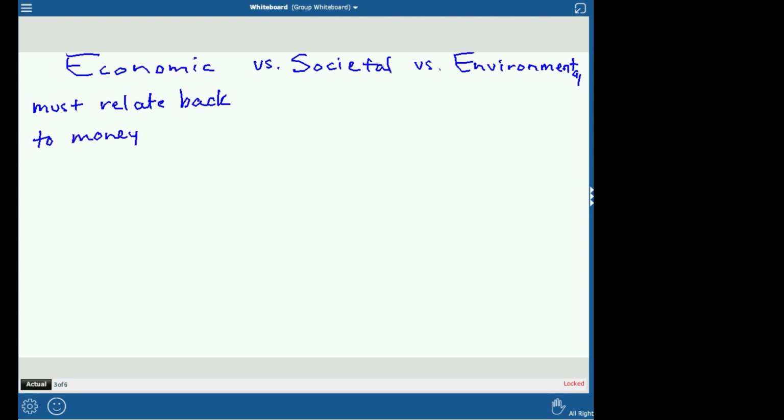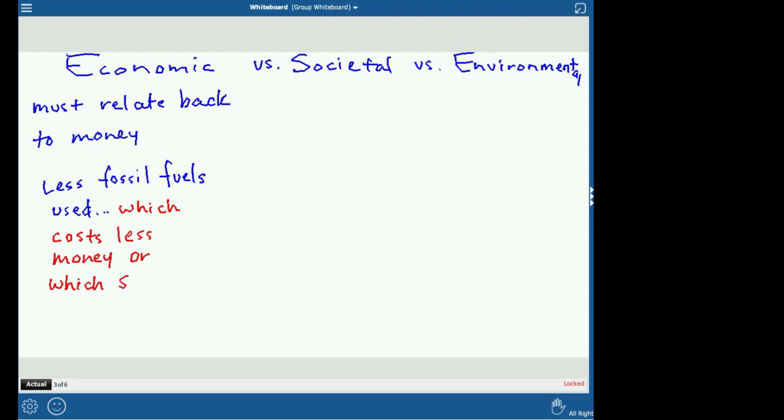So I think there was an FRQ that said give an economic reason why eating locally is good. And people would say less fossil fuel use. Well, that's not really economic, writing it like that. In order to make it economic, you have to say less fossil fuel used, which costs less money, or which saves farmers or consumers money. You've got to relate it back to money somehow in order for it to be economic.